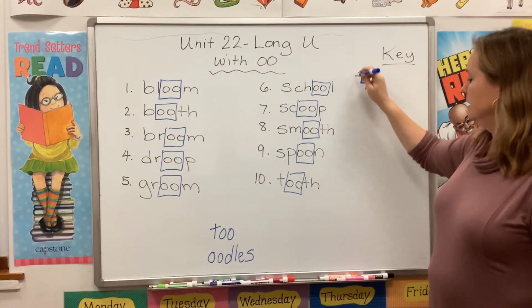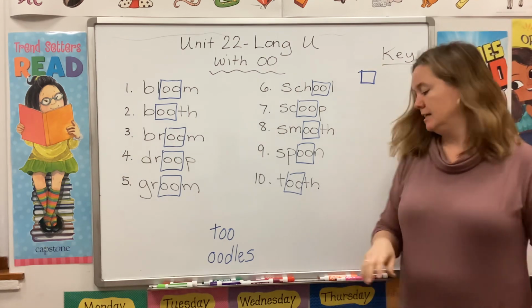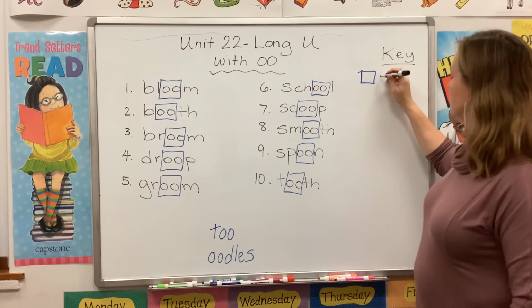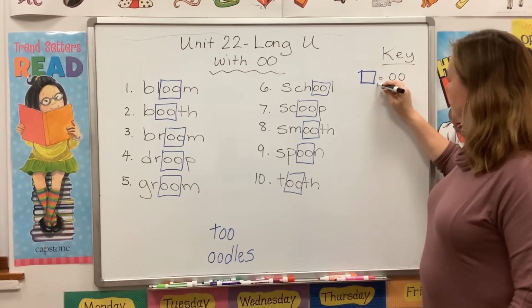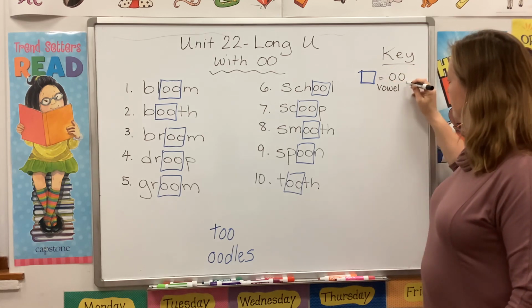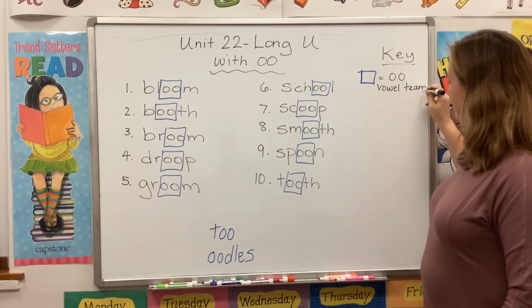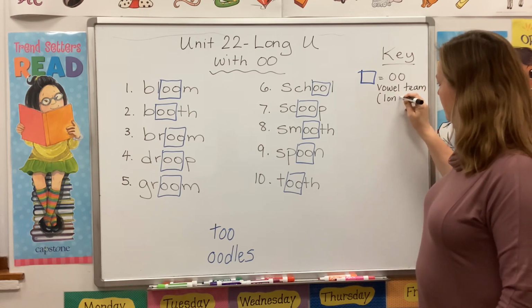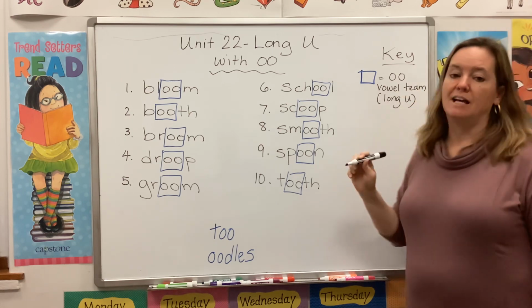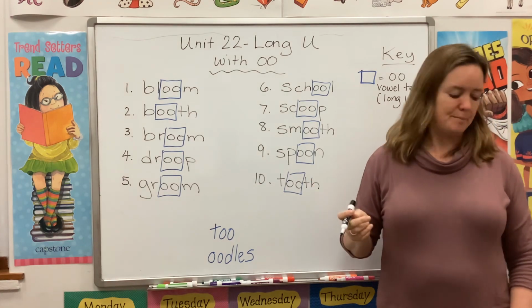So over here, blue box equals OO vowel team, and that OO vowel team will make a long U sound.